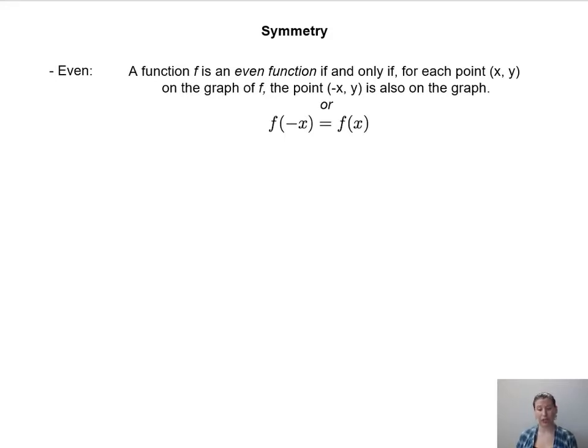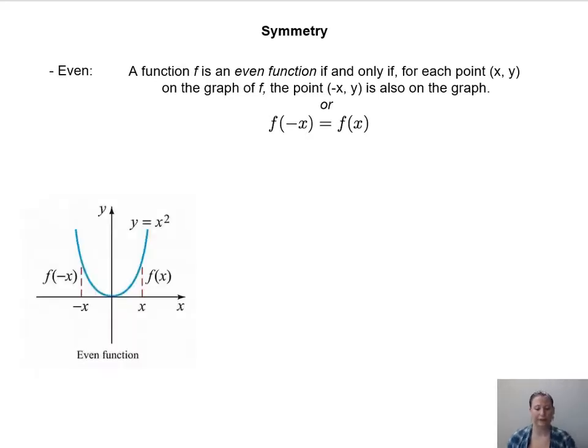A function has even symmetry if and only if it has both the point (x, y) and the point (-x, y). Basically, if you can plug in a negative x and the positive x of a function, you get the same thing, okay? So let's think about that a little bit more. Let's think about what that could look like.